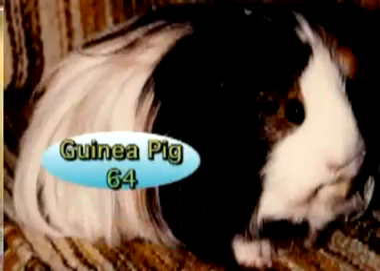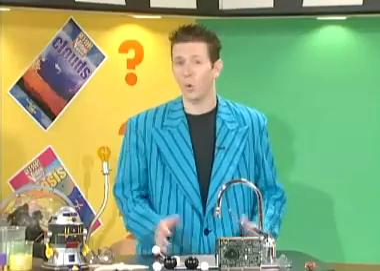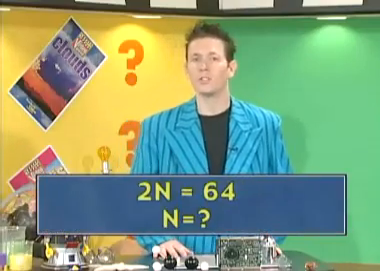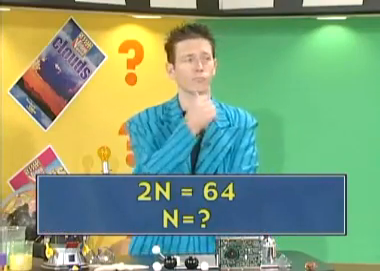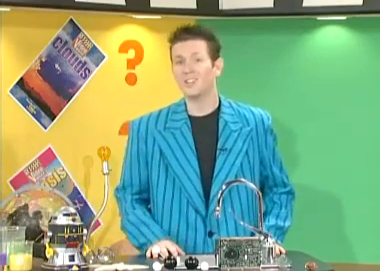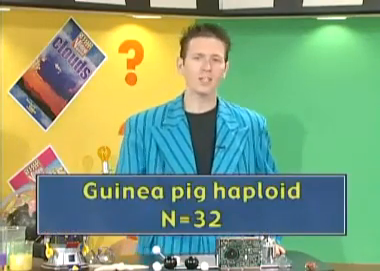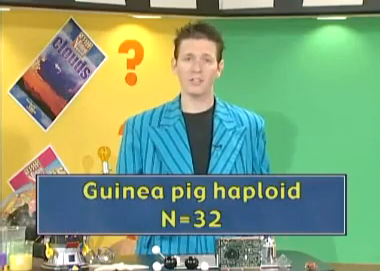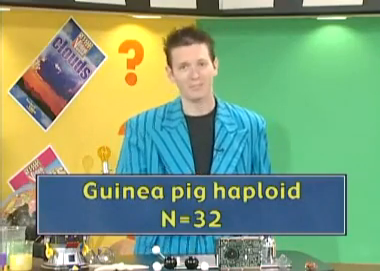If a guinea pig has 64 chromosomes in each of its diploid cells, what would be the haploid cell number, or N? I'll give you a few seconds. Good luck. Got it? The answer is 32. Because there are 64 total, you have to cut that number in half.